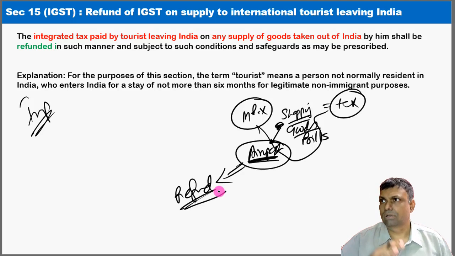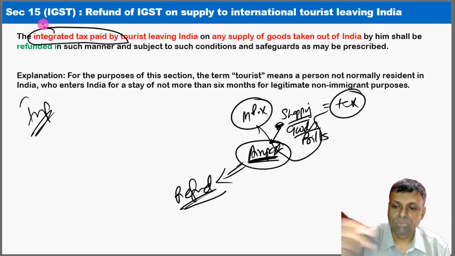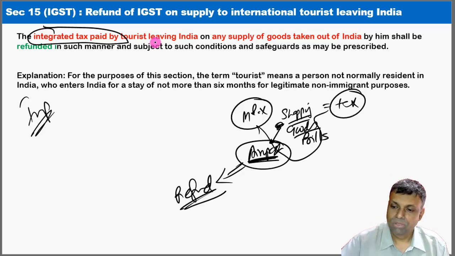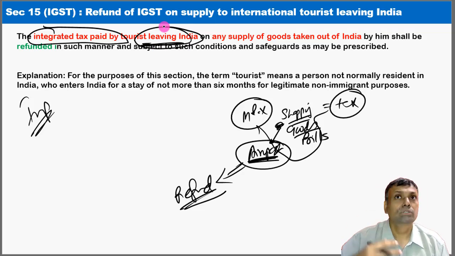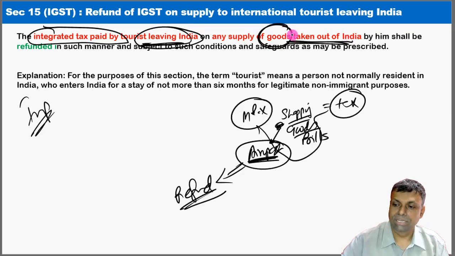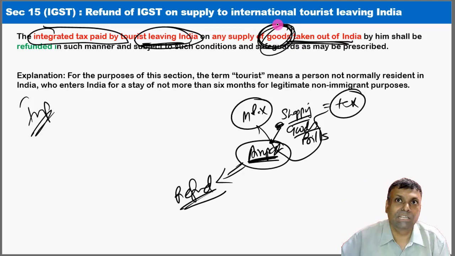The same concept applies here for the tourist in India. If a foreign tourist has come to India, the integrated tax is paid, because a supply to a tourist is always regarded as an interstate supply. When the tourist leaves India, the goods are taken outside India. This is only for goods, because goods can be taken outside India. If the tourist has consumed some services in India, those services are not taken outside India, so logically this concept applies only to goods.